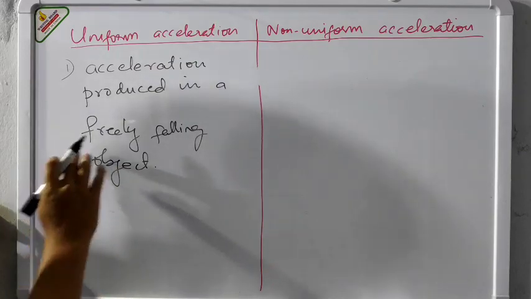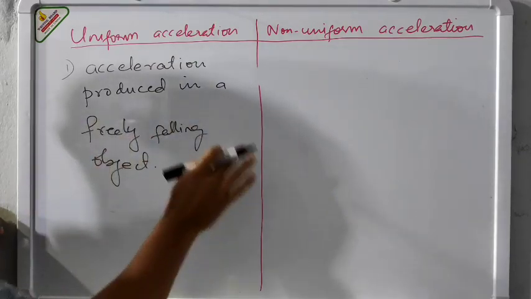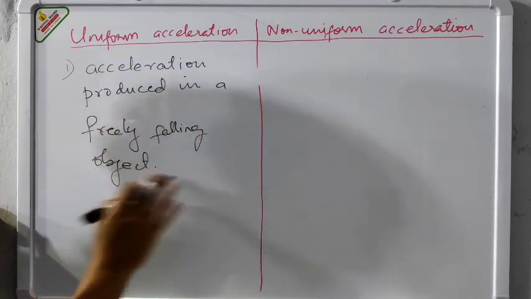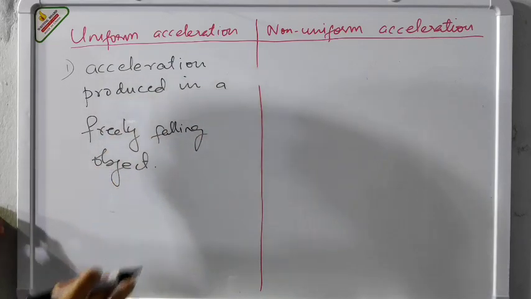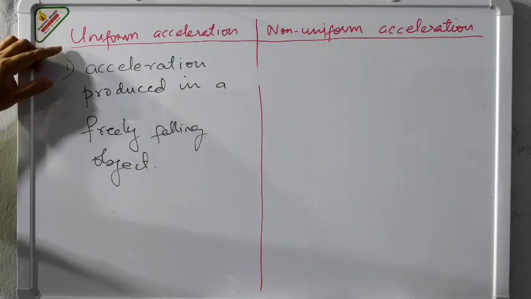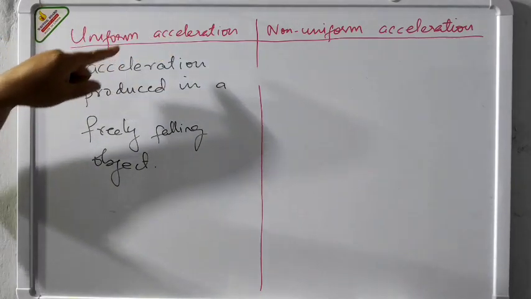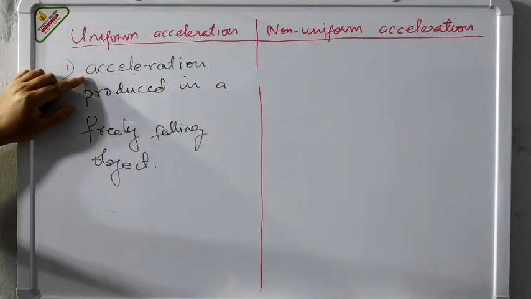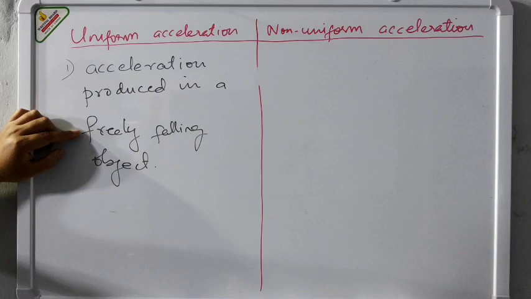Do not write "a freely falling object." The object is not the acceleration. Listen carefully. You are going to give an example for uniform acceleration. Write "acceleration produced in a freely falling object," not just the object.